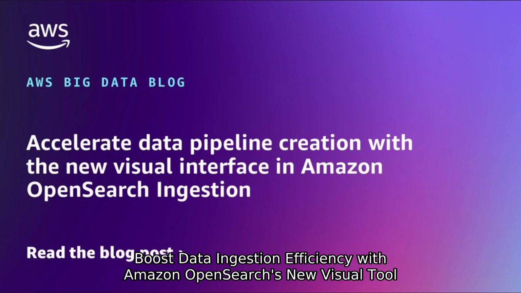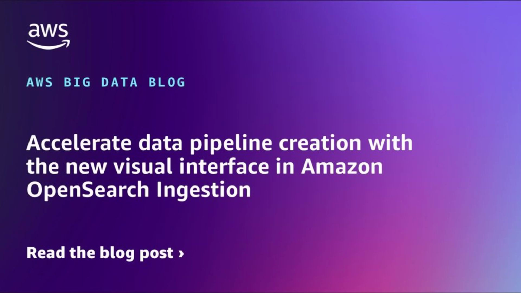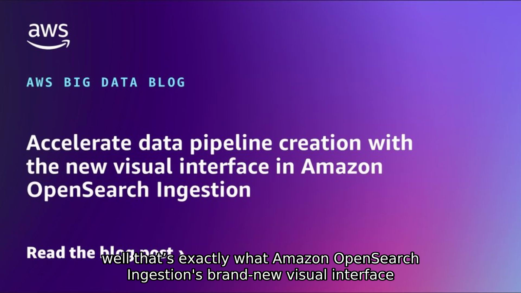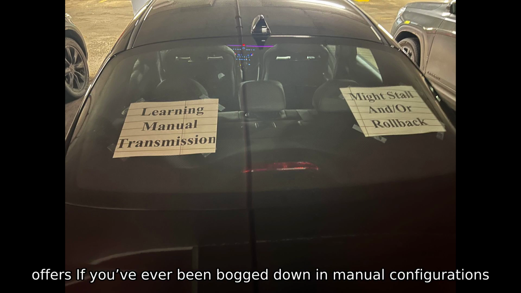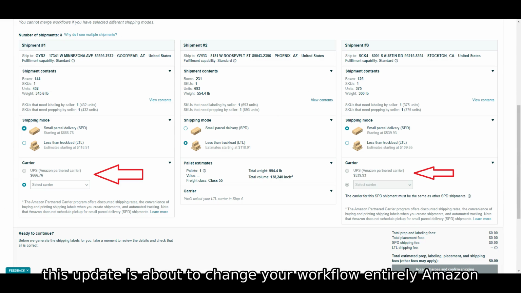Boost data ingestion efficiency with Amazon OpenSearch's new visual tool. Imagine turning a complex, hands-on task into a drag-and-drop experience. Well, that's exactly what Amazon OpenSearch Ingestion's brand new visual interface offers. If you've ever been bogged down in manual configurations, switching between different AWS consoles, or wrestling with permission setups, this update is about to change your workflow entirely.